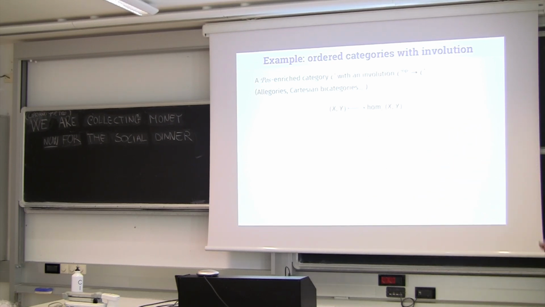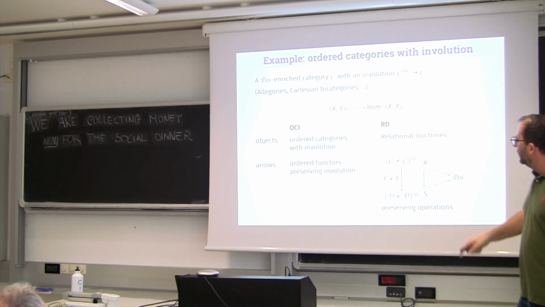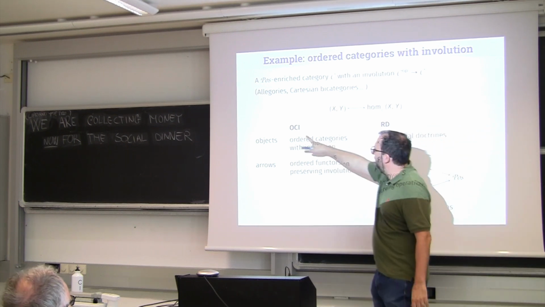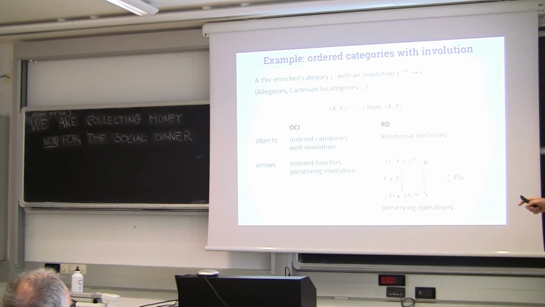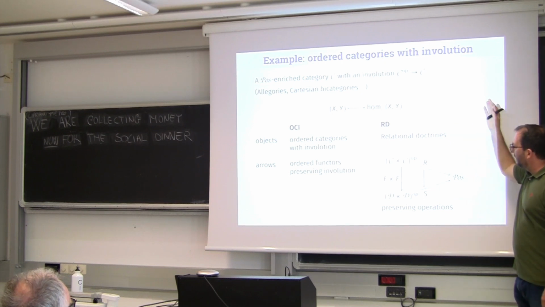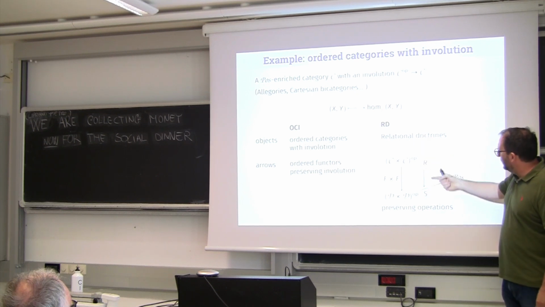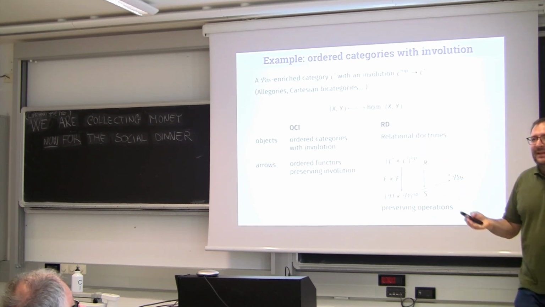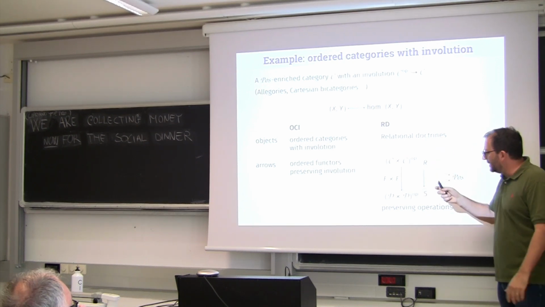All the categories with involution and relational doctrines may appear close. And indeed they are, and to compare them, we take a look at the category of these. So all the categories with involution are the objects of the category CI, whose arrows are order functors that preserve the involution. Relational doctrines are the objects of the category D, whose arrows are a functor between the two bases, together with another transformation that is a generalization of the relational lifting of F, so in the sense of a presheaf operation.